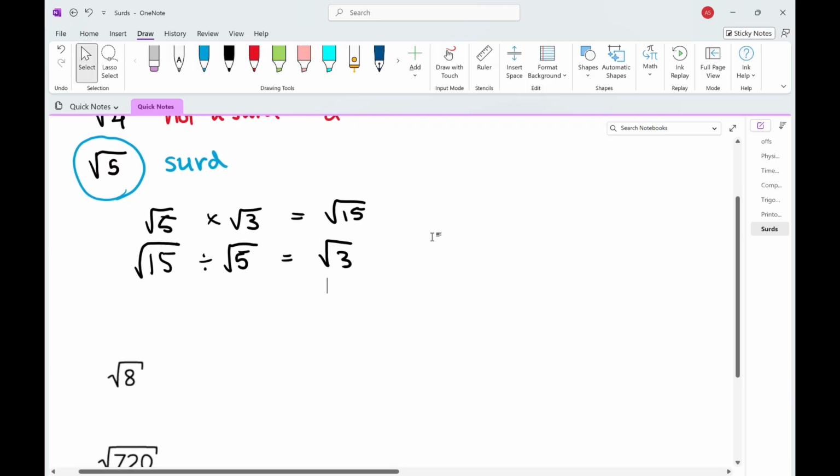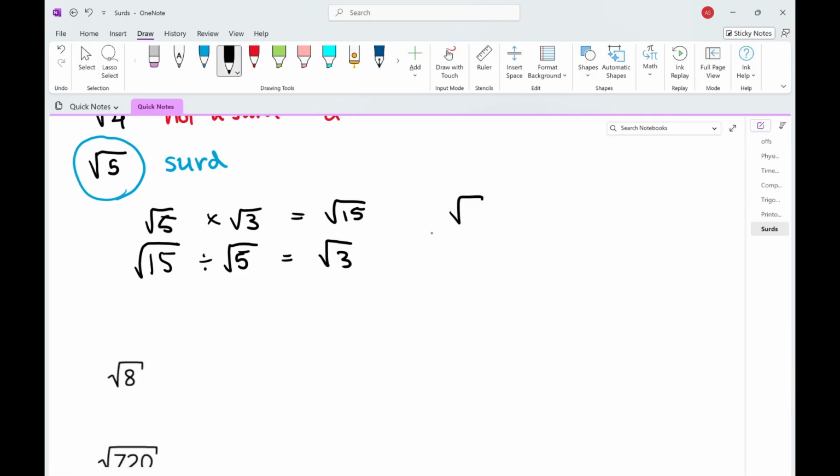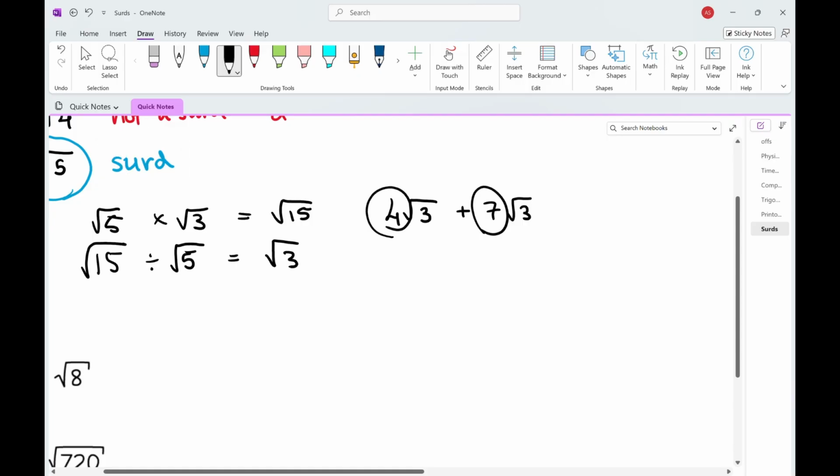A harder one is adding. You can't really add surds like this, because this will not give you the square root of 8 as you would normally think. But how you add surds is when they have a number on the outside. So let's say we have 4 root 3, and then we need to have the same surd. We can add these two numbers up to give us 11 root 3.